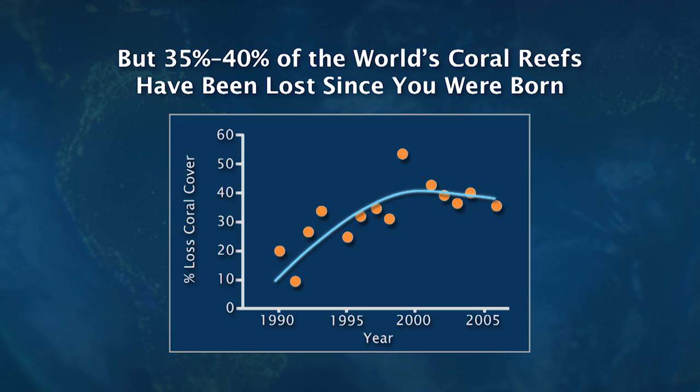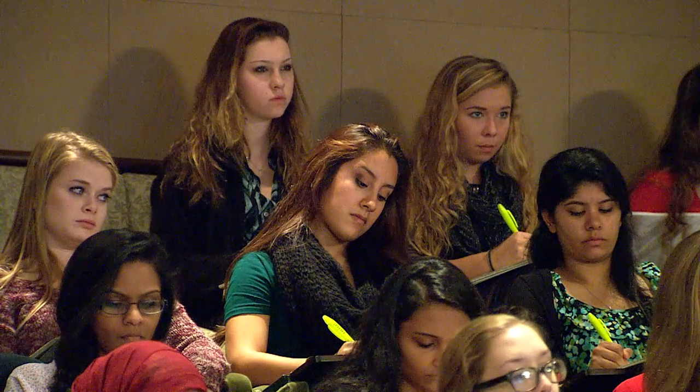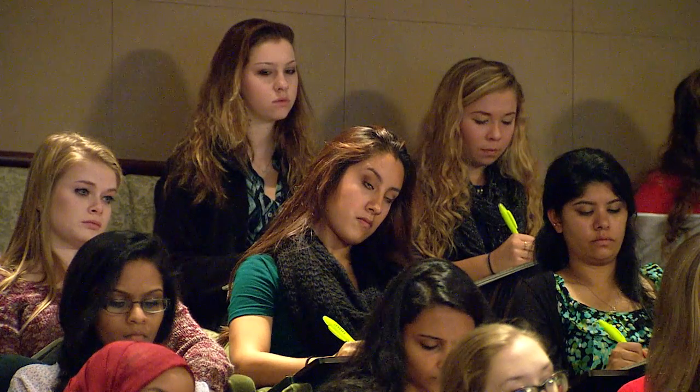Loss of coral cover over the last couple of decades is up to about 40%. And that's because of sedimentation, which kills corals. Pollution kills corals. Overfishing kills corals because algae grow up all over the corals. Acidification slows down their growth. And when the temperature of the water goes up, it causes corals to bleach and die.